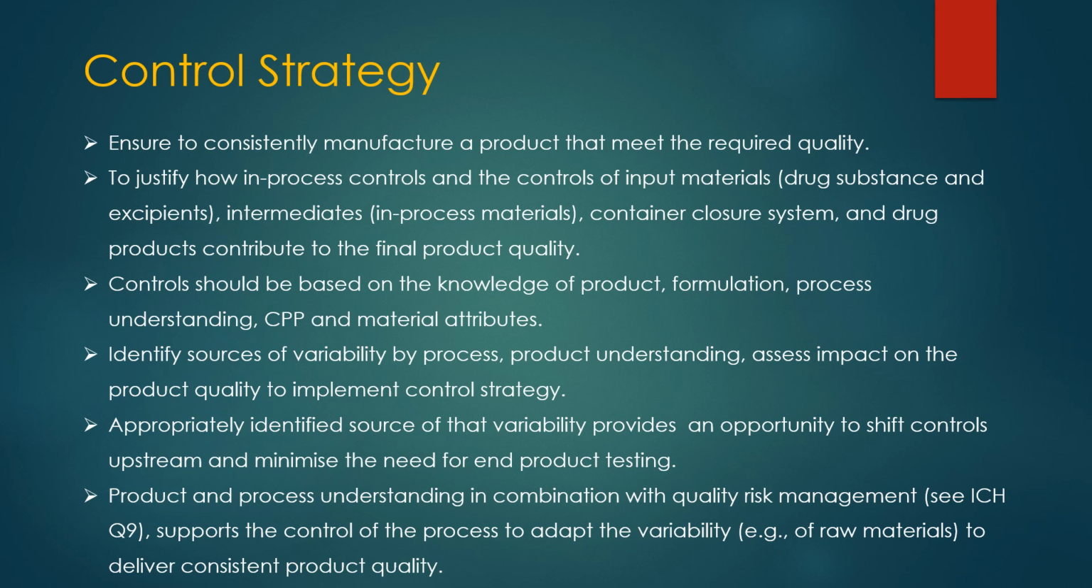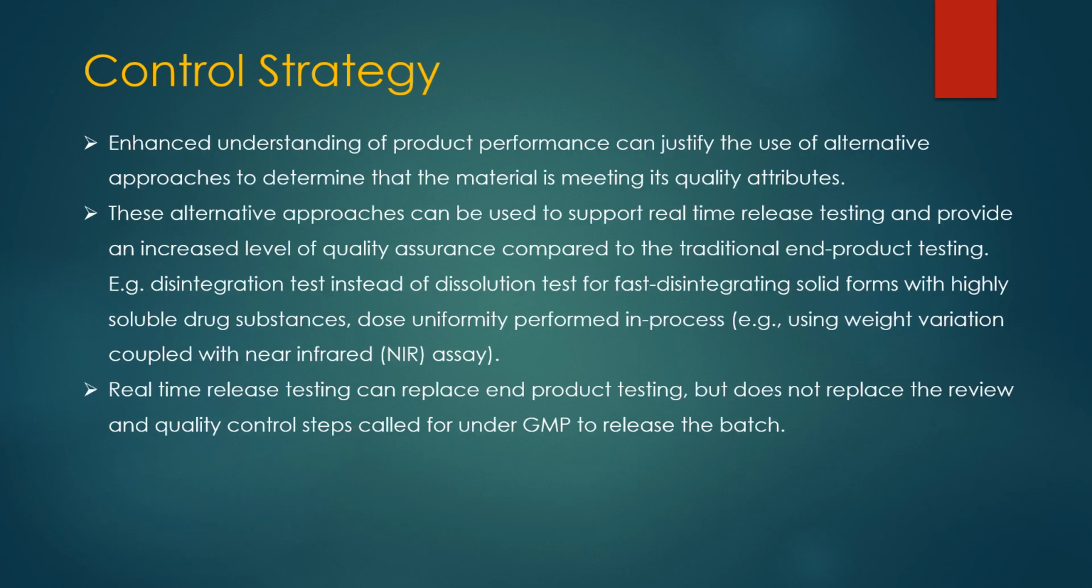Product and process understanding in combination with quality risk management supports control of the process to adapt to variability and deliver consistent product quality. Control strategy enhances understanding of product performance and can justify the use of alternative approaches to determine that the material is meeting its quality attributes. These alternative approaches can be used to support real-time release testing and provide an increased level of quality assurance compared to traditional end product testing.